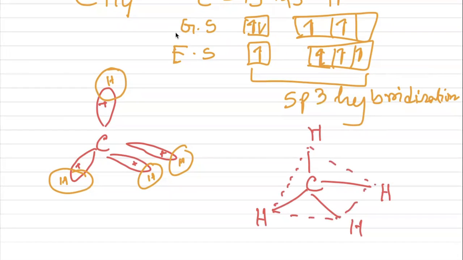And the bond angle becomes 109.5 degrees. So that's why, as it has three half-filled orbitals, they form sp3 hybridization.